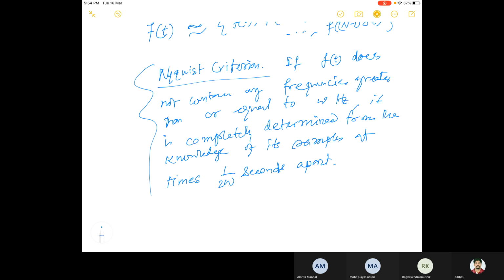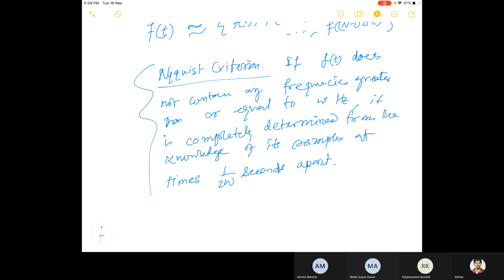So there is a way. There is a proof for this, but we are not discussing that here. So there is a criterion on how many sample points, at how many times, you should know the function values in order to reconstruct the continuous version of the signal.